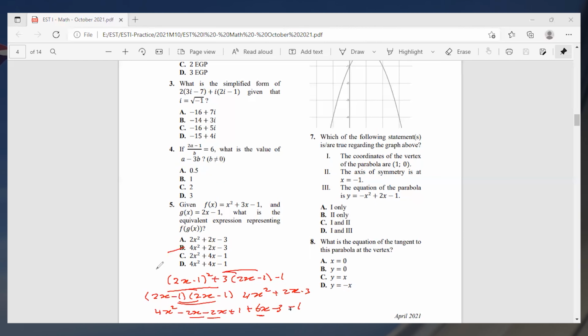So we have two ways. If you can distribute the function using x, you can use this way. If you don't like to do it with the variables, you can substitute by some numbers.